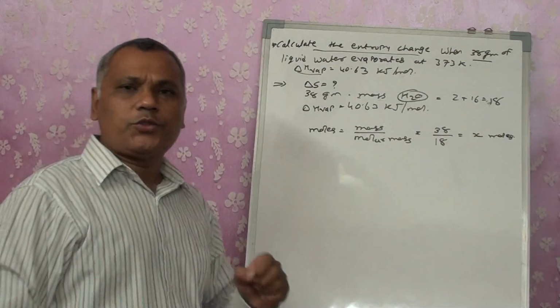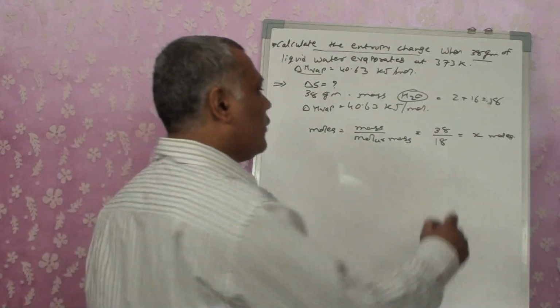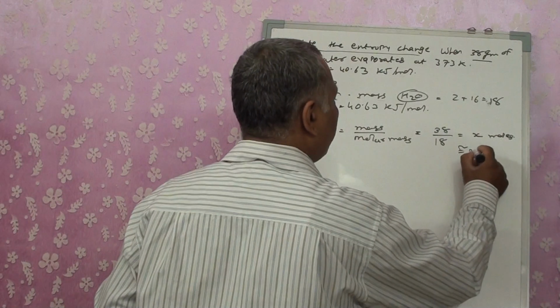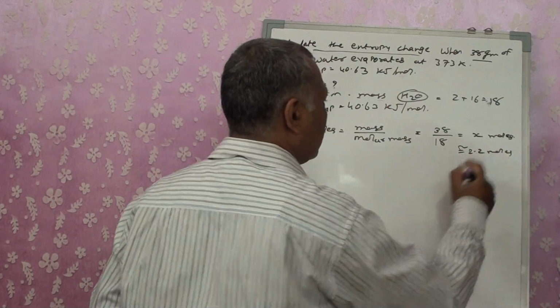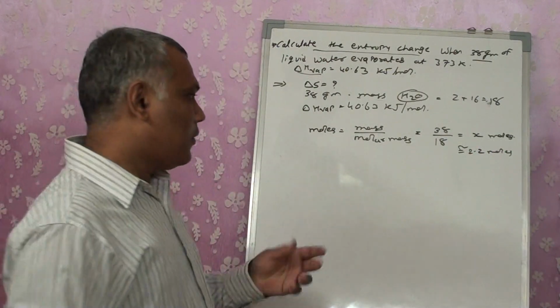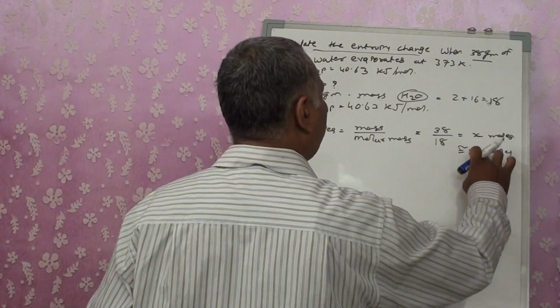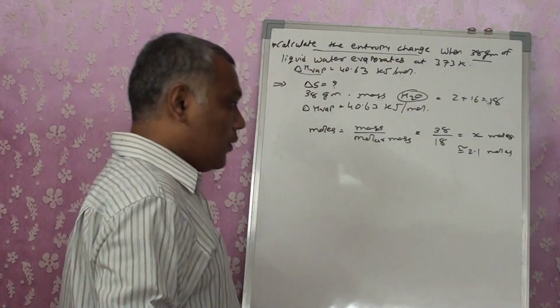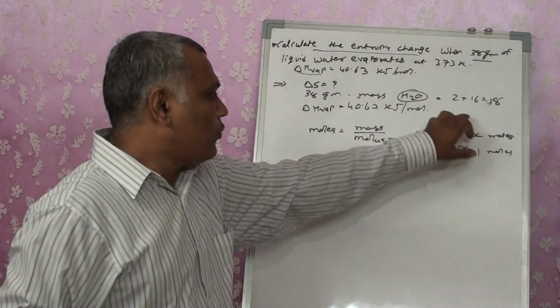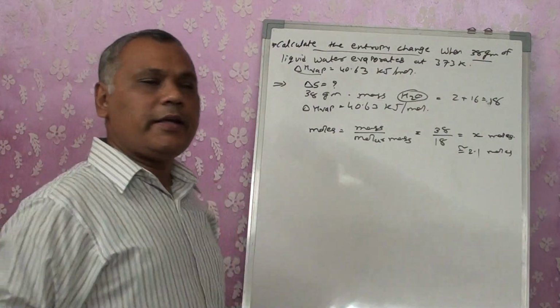18 to the 36, 2.2. You will be getting approximately 2.2 moles, right? Not even 2.2, 2.1. Okay, approx. You can do it by the calculator. You will get the answer.